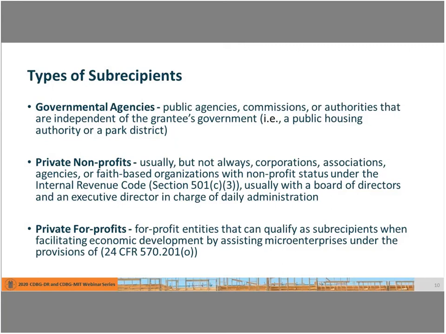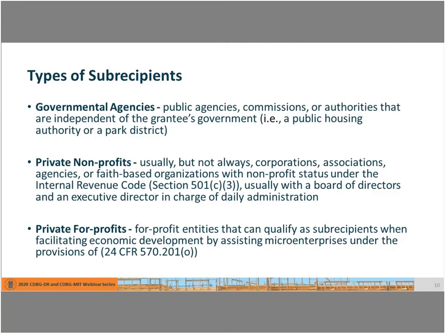Again, government agencies of different types also participate in the program. Private for-profit entities are typically not a subrecipient. There's one exception, called out in the regular CDBG regulations at 570.201(o) and also in the CDBG statute, that was added some time back to allow for activities around microenterprises. Microenterprises are small business activities that would encompass a small business of 5 or fewer employees, including the owner or owners.